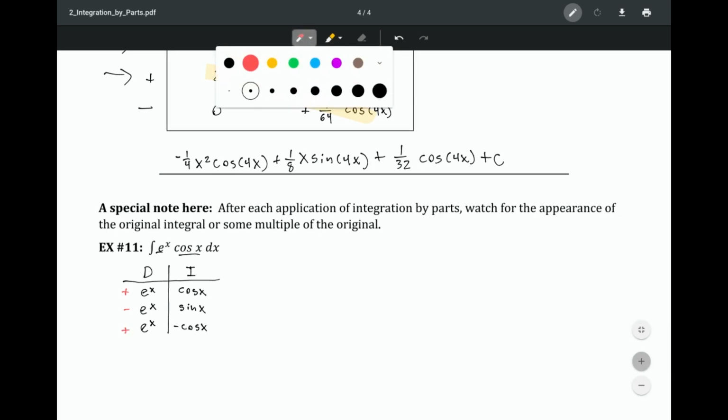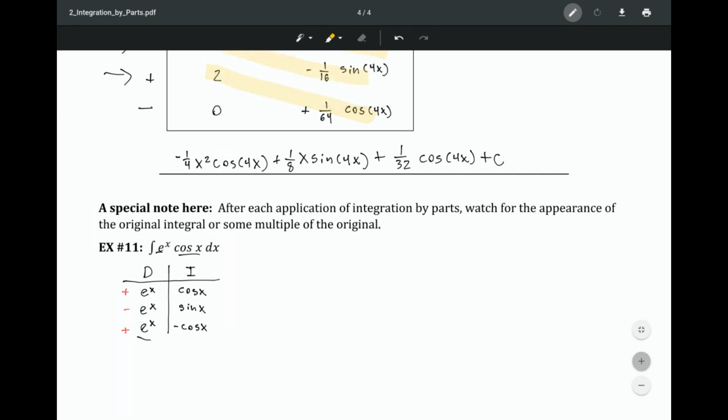Notice something a little bit weird before I write it. What's weird is that this right here, after I took derivatives and took integrals, is basically the same thing as what I have right there. Almost the same thing, except the sign is different if I multiply them together.